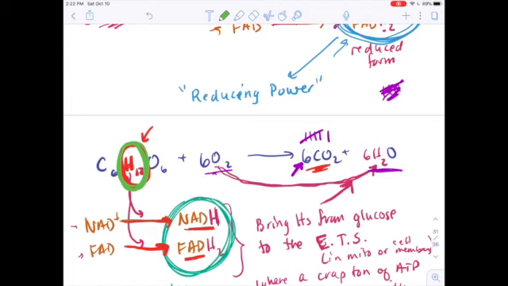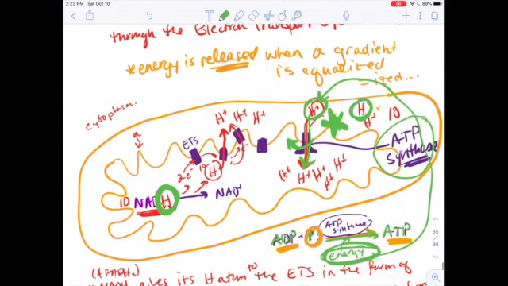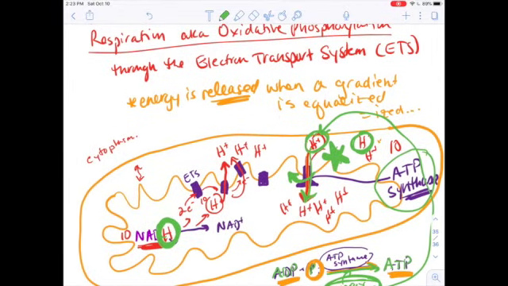Your cells take a look at the carbs, the glucose you eat. They're like, holy crap, look at all of those hydrogens in there. NAD plus and FAD are going to rip them out and bring them way down here to the inner membrane of the mitochondria and release them to the electron transport system proteins.